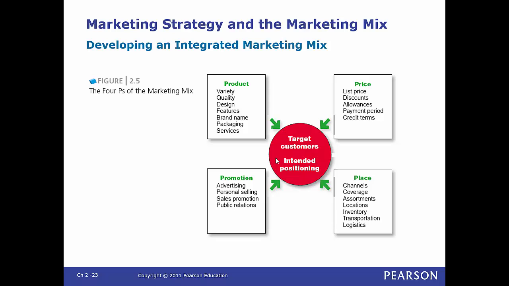As an example here, the product contains a lot of issues like the variety, the quality, the design, the features, the brand name, packaging, and services. All of these characteristics need to be decided by the company. The price is not only the price of the product at one time, but it's the discounts and credit that the company might provide the customers with, and it also contains a lot of decisions and ideas that need to be discussed in the company.